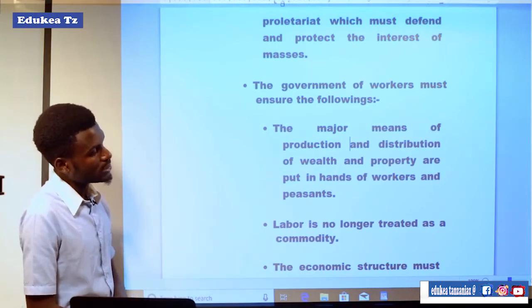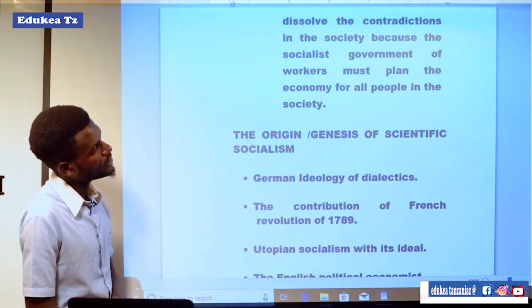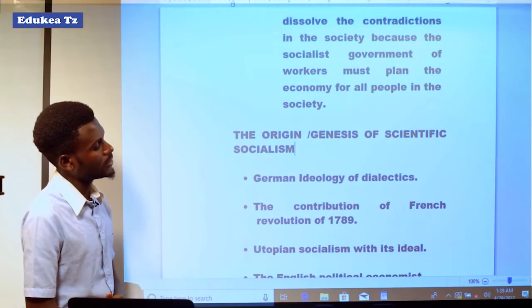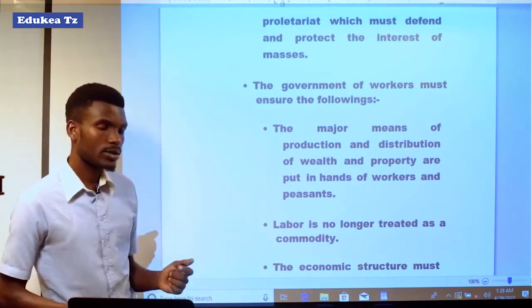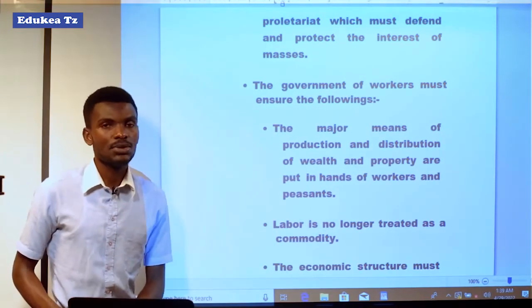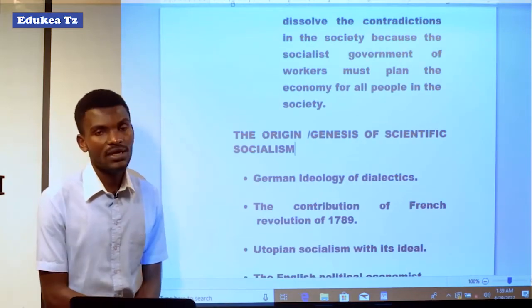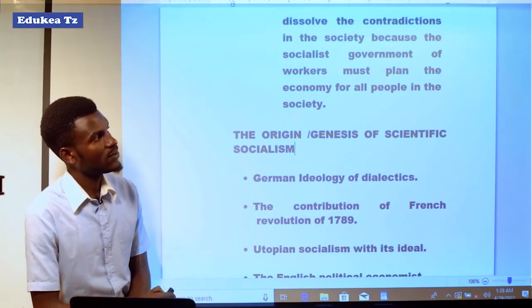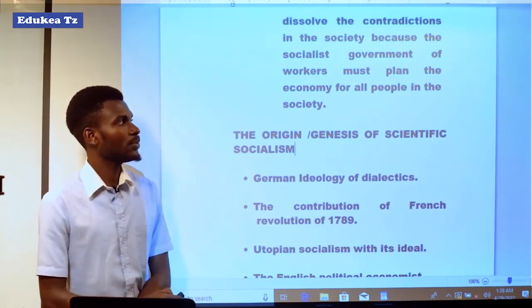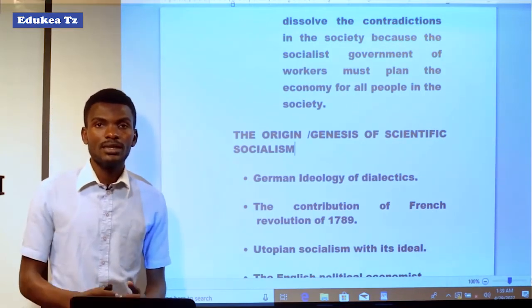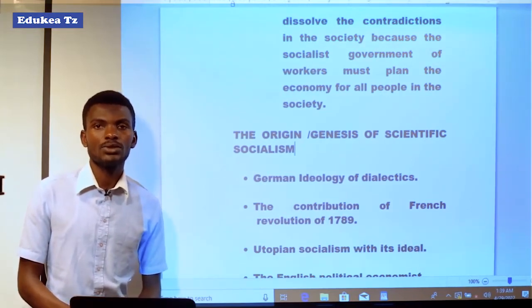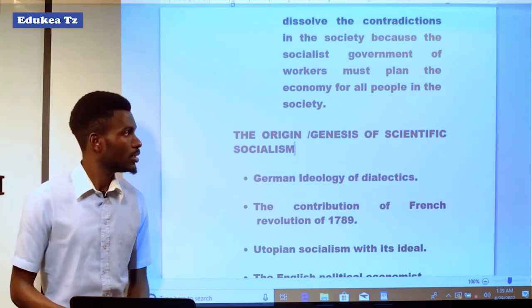The economic structure must dissolve the contradictions in society, because the socialist government of workers must plan the economy for all people in society. It means the centralization of the economy through the government and not in the hands of a few people.